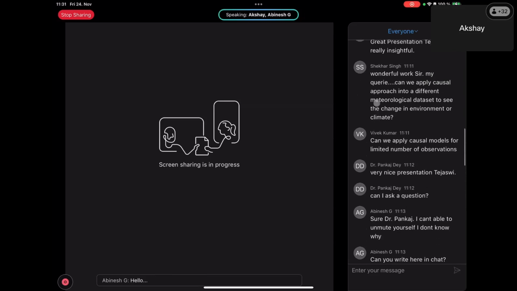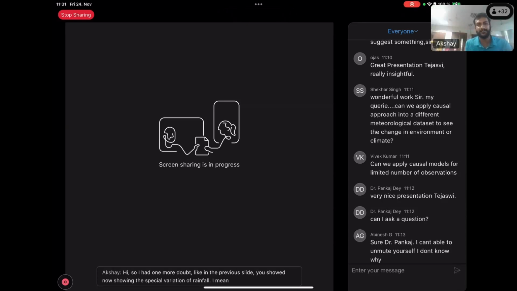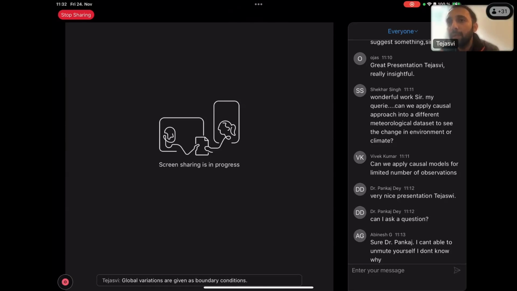Hi, so I had one more doubt. In the previous slide you showed the spatial variation of rainfall, I mean post interbasin water transfers. Is it the spatial distribution of rainfall which has been simulated using the WRF model? Yes. So it's basically a simulation taking into consideration all the global variations. Yes, global variations are given as boundary conditions. We make it for India. The initial and boundary conditions are from global data sets, observed reanalysis, ERA-Interim.